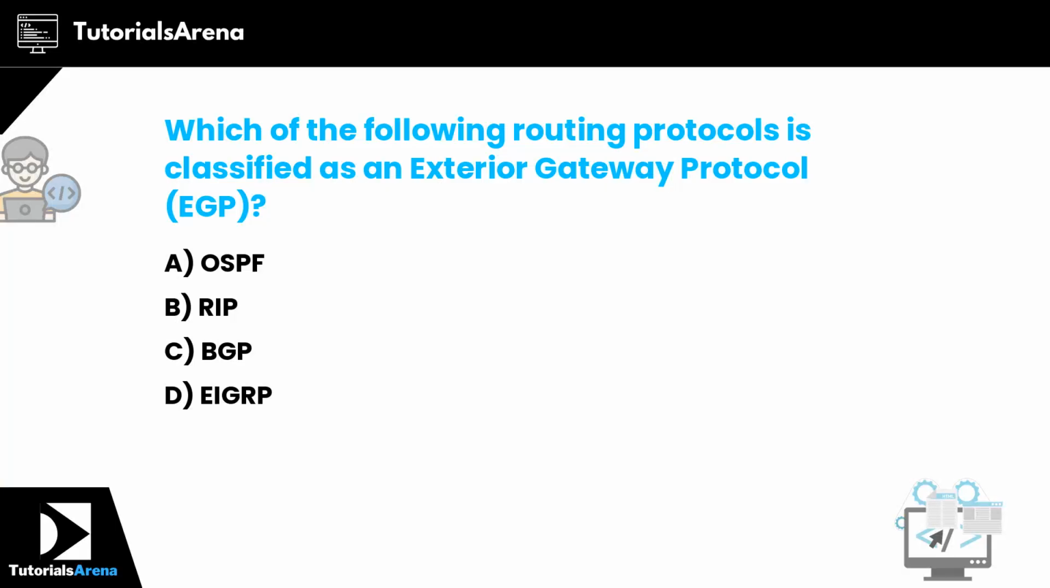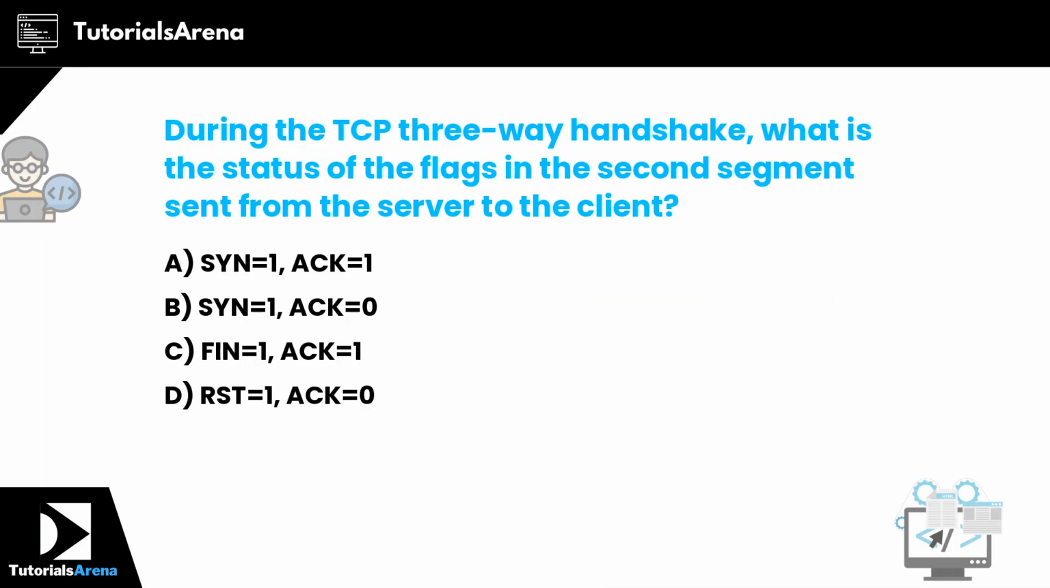Which of the following routing protocols is classified as an exterior gateway protocol, EGP? The correct answer is option C, BGP. During the TCP three-way handshake, what is the status of the flags in the second segment sent from the server to the client? The correct answer is option A, SYN equals 1, ACK equals 1.